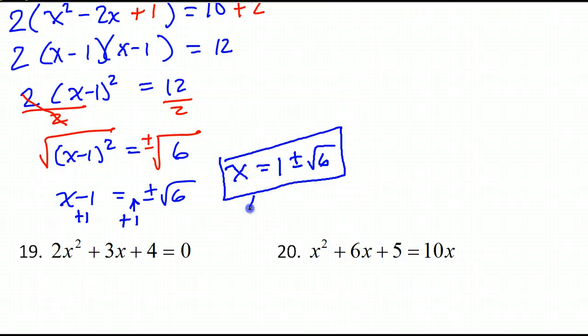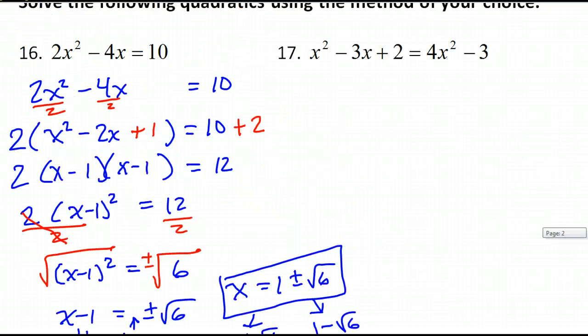That's the answer. I mean, technically, this is 1 plus radical 6 and 1 minus radical 6. You should get the same answer if you were to do this by using the quadratic formula. Alright, but that's a good review for completing the square.